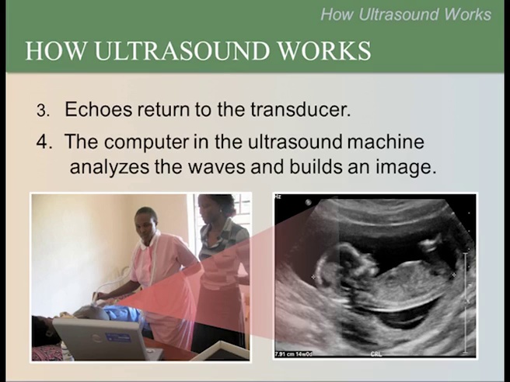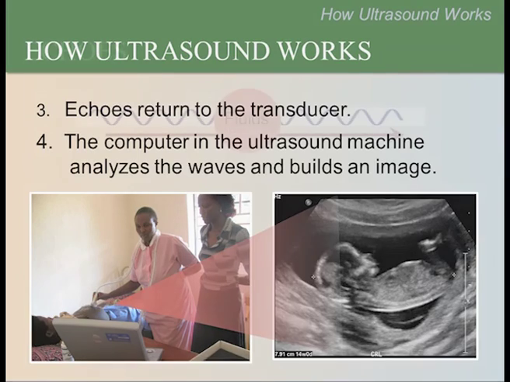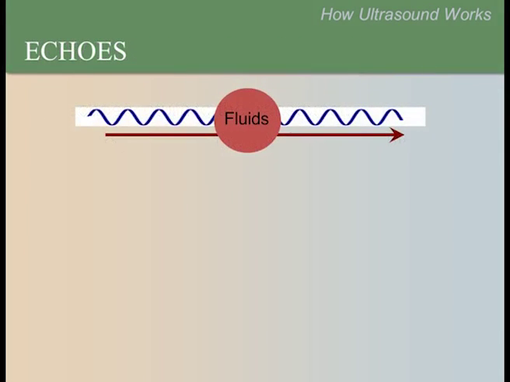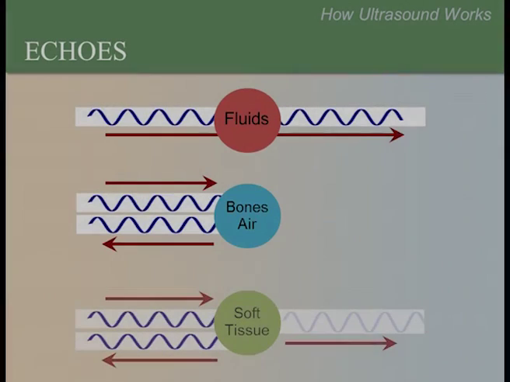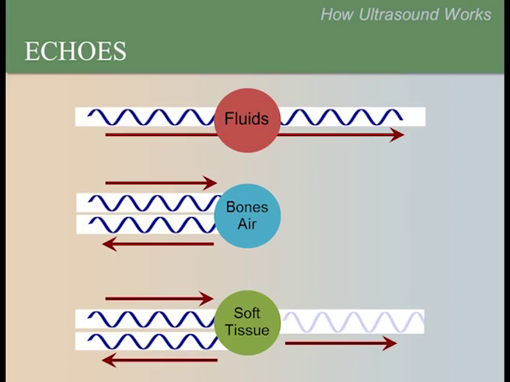We see black, white, and shades of gray on ultrasound because the sound waves react differently to different tissues and fluids. For example, sound waves tend to pass through fluids without reflecting back to the transducer. This means that fluid tends to produce no echoes. In contrast, sound waves cannot penetrate bone or air, so they are reflected back strongly and produce strong echoes. Soft tissues are somewhere in the middle. Some sound waves pass through and some reflect back.